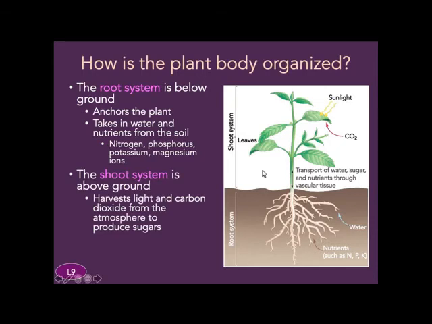The shoot system is the part of the plant that's above the ground. The goal of the shoot system is to harvest light and carbon dioxide from the atmosphere and then use photosynthesis to make sugars. So the combination of the shoot system and the root system make up the plant body.